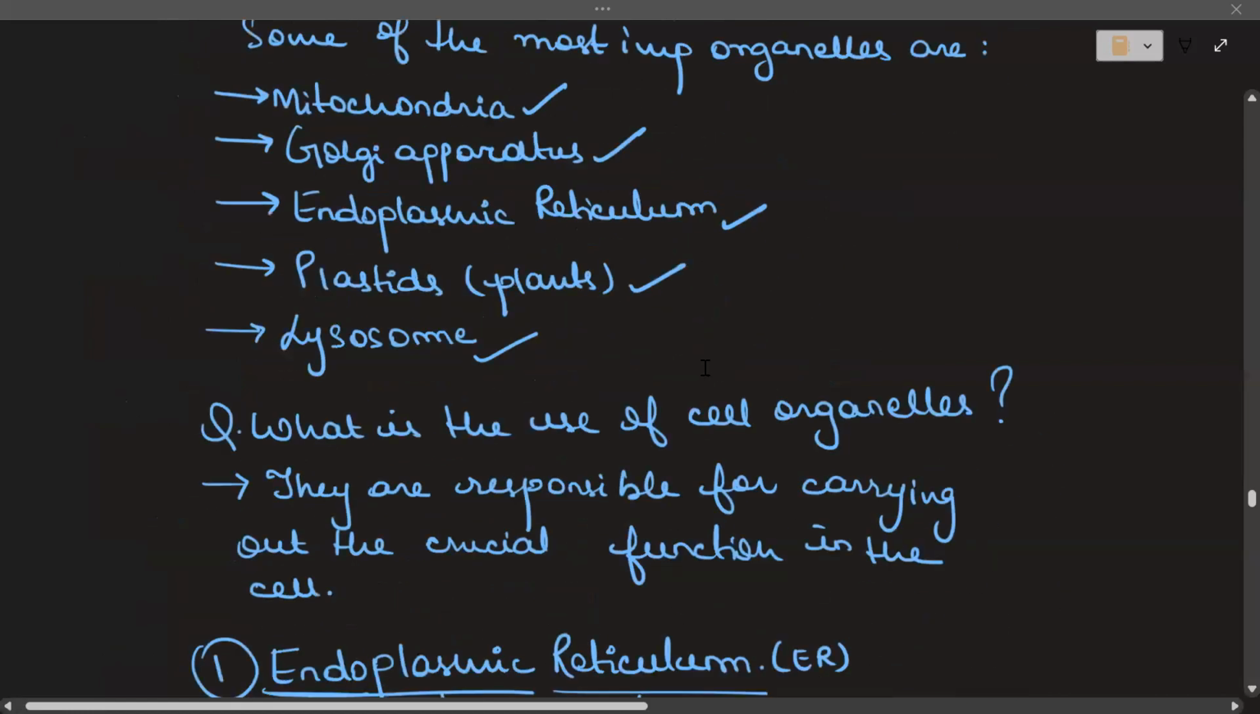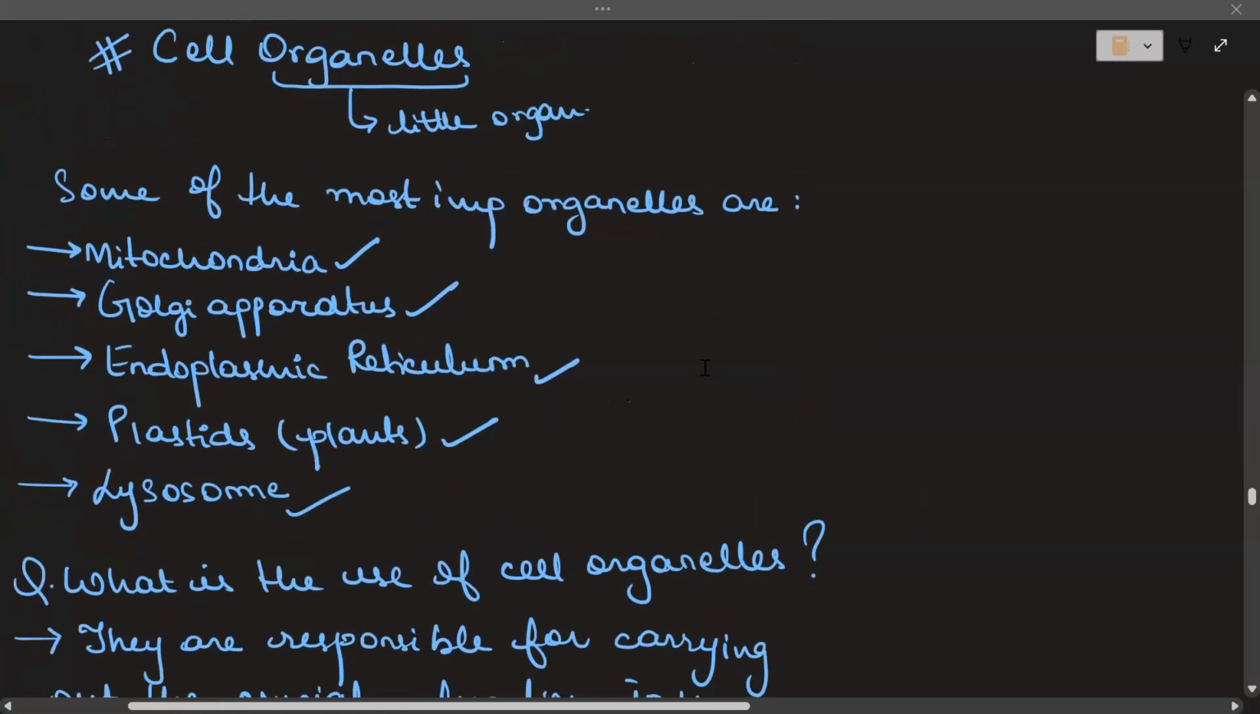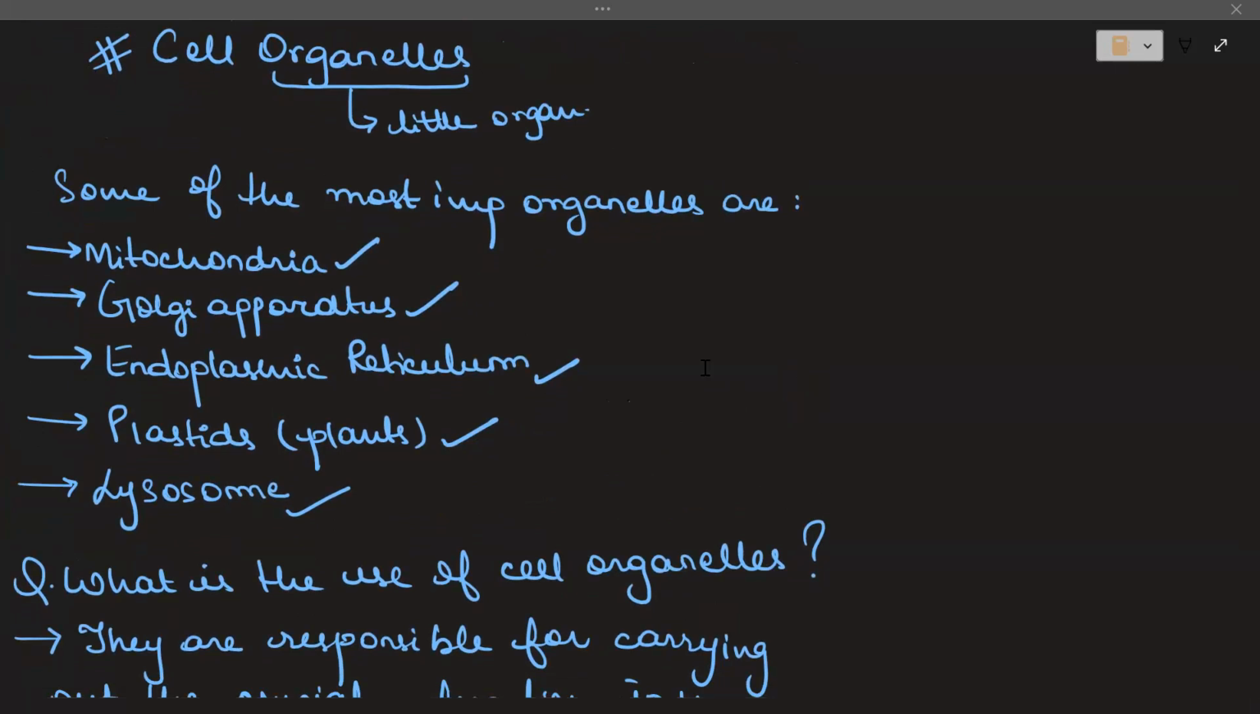Okay. Now let us talk about cell organelles. Cell organelles are those structures that are present inside the cell and inside the cytoplasm actually. Some of the most important organelles in our cell are mitochondria, Golgi apparatus, endoplasmic reticulum, and then there is plastid, lysosome. So mitochondria, Golgi apparatus, endoplasmic reticulum, plastid, lysosome, these are some important organelles.